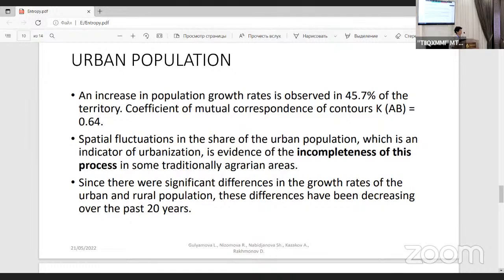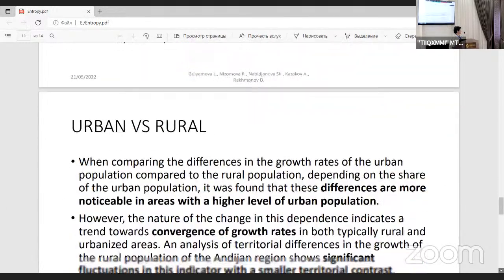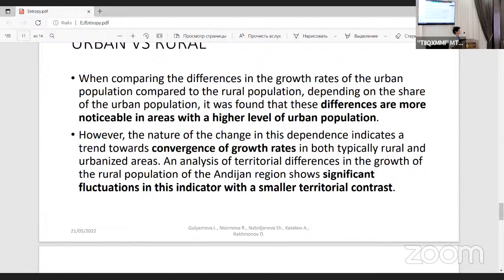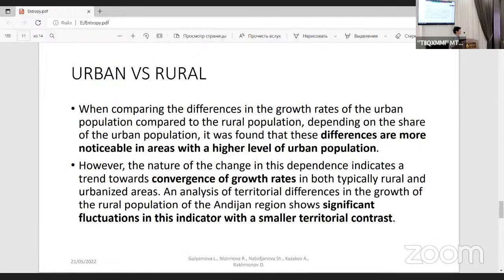And some traditional agreement. Significant difference in the growth rates of the rural and urban population. These differences persisted over the past 30 years. If you look at the growth rates of the population, there are small amounts even with a high level of the population.